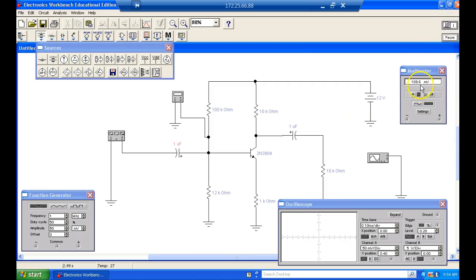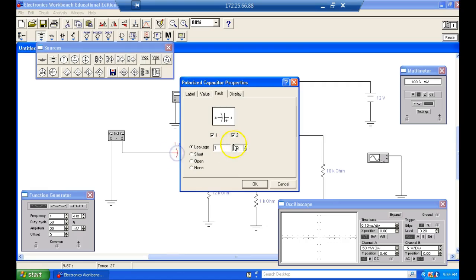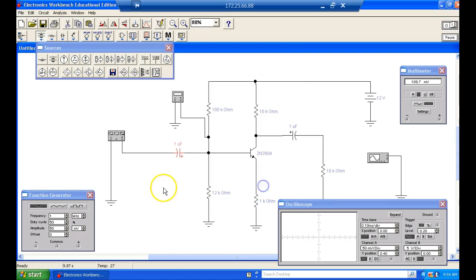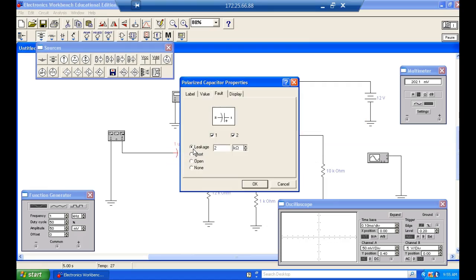But notice now it's still in the what? Millivolts, 110 millivolts. Okay. So the higher this guy is, the less leaky it is, then my base voltage keeps going up, right? You understand? So let's go here and take the leakage out of this.